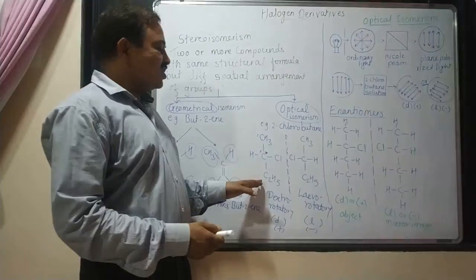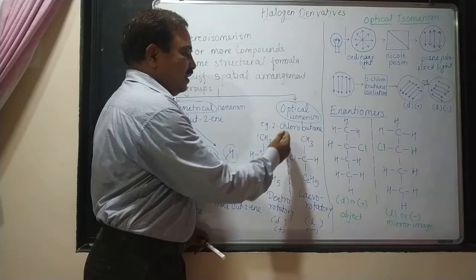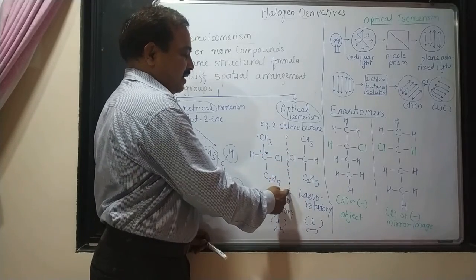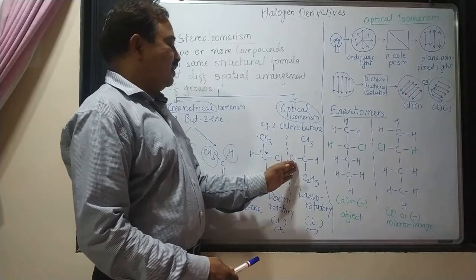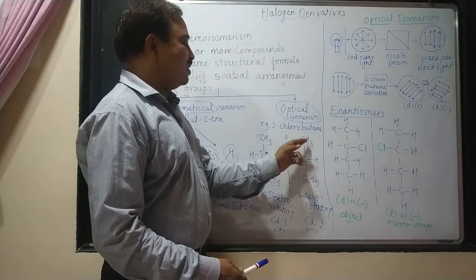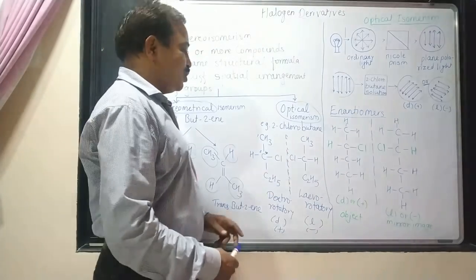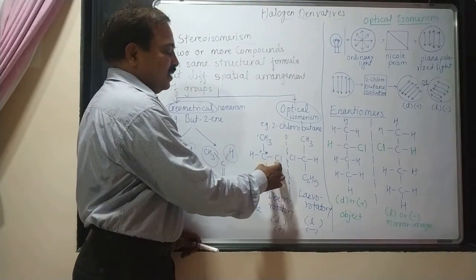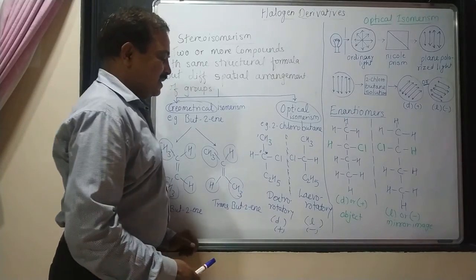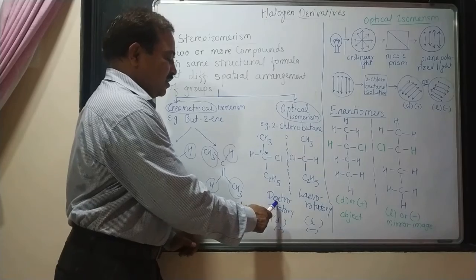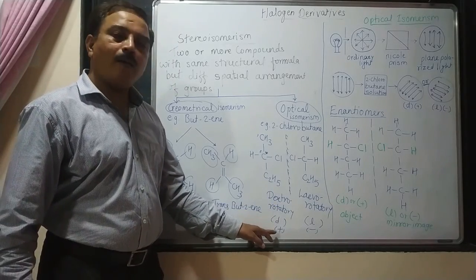Now let us try to understand. We will observe this 2-chlorobutane in a mirror. Here is a mirror. In a mirror, how can this be seen? The chlorine atom, hydrogen, CH3 and C2H5 remain at their original positions, but the position of the chlorine atom is changed in a mirror. So the first optical isomer is called the dextrorotatory isomer. It is represented by D or a plus sign.